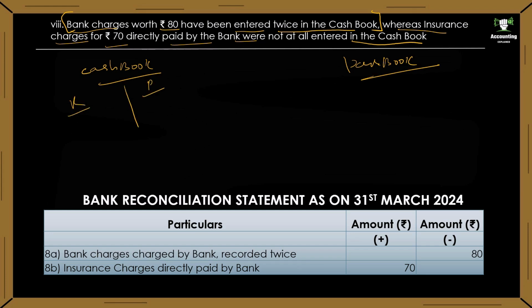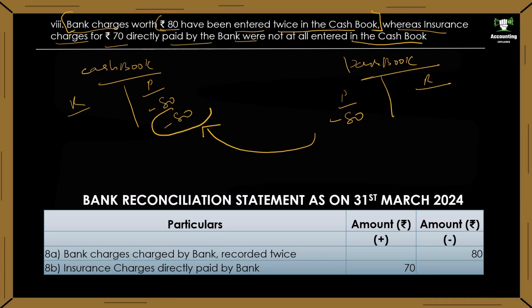receipts, payment, receipts. So bank charges we have entered, or the company has entered twice in the cash book. 2 times they have entered, whereas in the passbook they have entered correctly only once. We are going to find out the cash book balance from the passbook balance. If we deduct this extra minus 80, only we will get the cash book balance correctly, because that is entered in the cash book. So see in the BRS, I have segregated this point as 8A and 8B. 8A, bank charges charged by bank recorded twice in the cash book under the reductions column rupees 80.